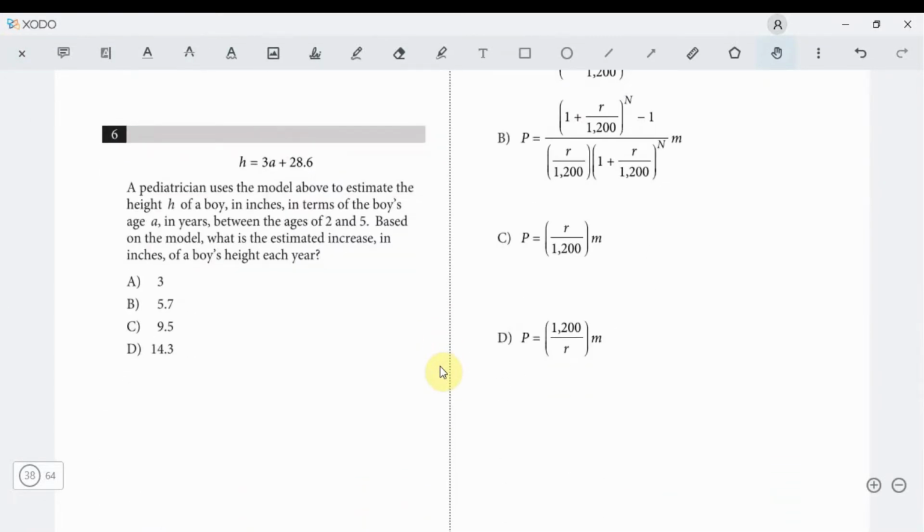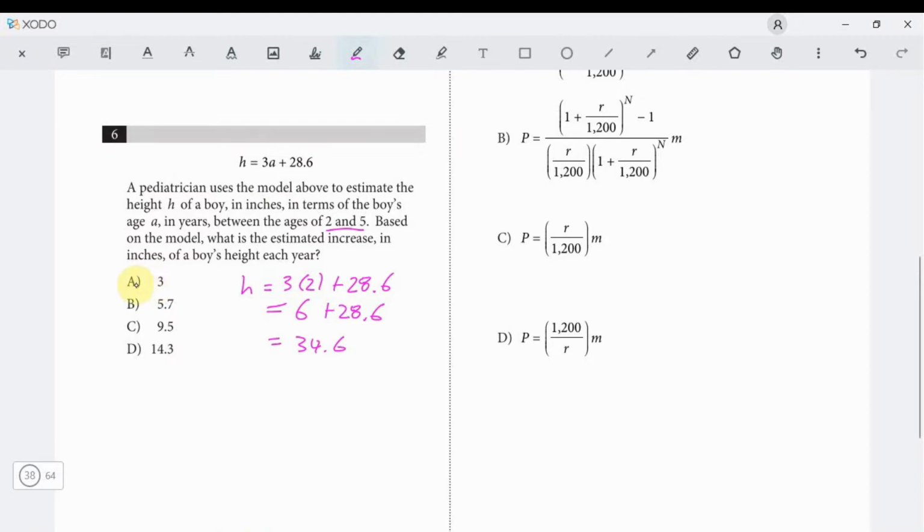All right, number 6, it says a pediatrician is using this model to estimate a boy's height. They give us a linear equation. Based on the model, what is the estimated increase in inches of the boy's height each year? So first thing, it is really between 2 and 5. So if you were to put in when his age was 2, 3 times 2 plus 28.6, you notice that the boy's height would be 6 plus 28.6. This is at age 2, and it'd be 34.6. Right?